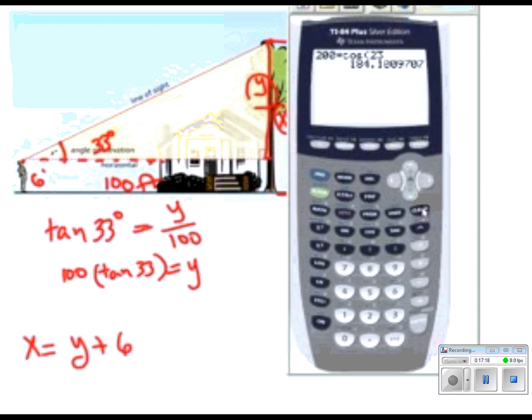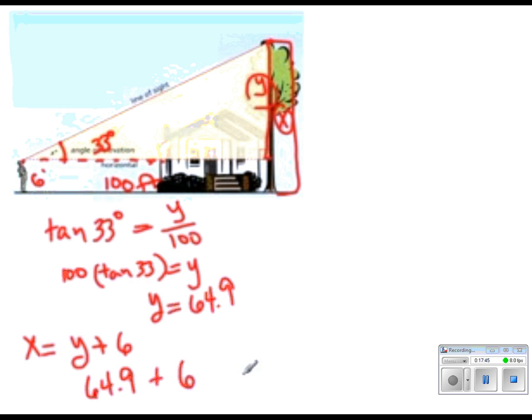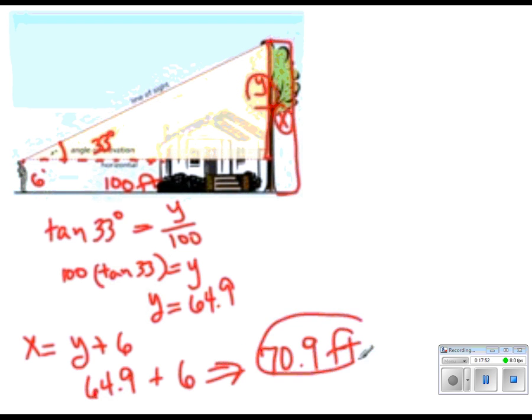So we would have 100 times, we don't really have to put that, but times tangent 33. And that gives us a value of 64.9. So Y equals 64.9. But that's not the height of the tree, so we're going to have to add to it. So we have 64.9 plus 6. So therefore, the height of the tree is 70.9 feet.